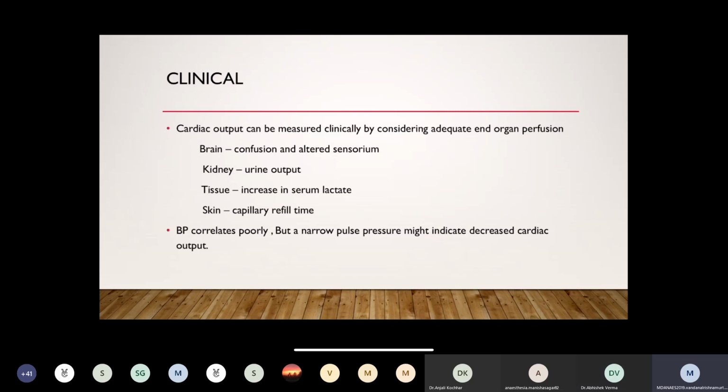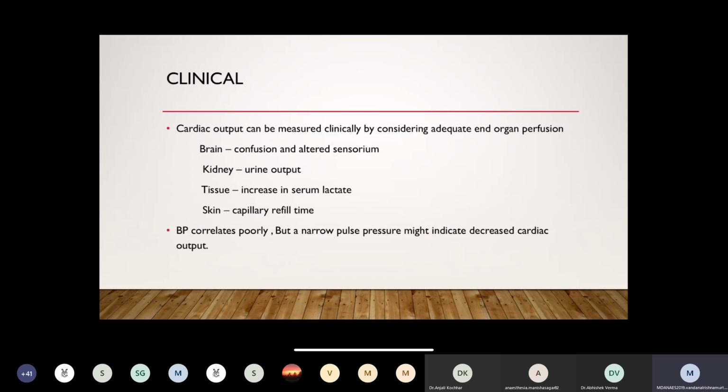But this is not accurate, because confusion and altered sensorium can occur from many other causes like electrolyte imbalance or any brain pathology. As well, urine output can be affected by many drugs and pathologies, like obstruction of the urinary tract by prostate enlargement or by stones. And skin capillary refill time will be more than 2 seconds in cases of vascular disease also. The BP correlates poorly, but a narrow pulse pressure might indicate decreased cardiac output.